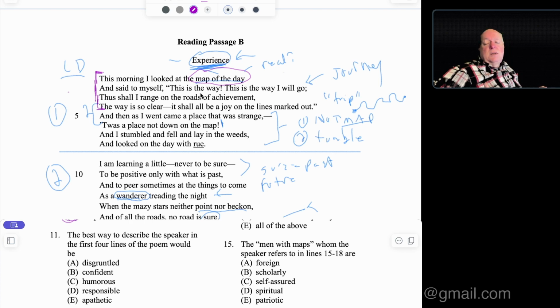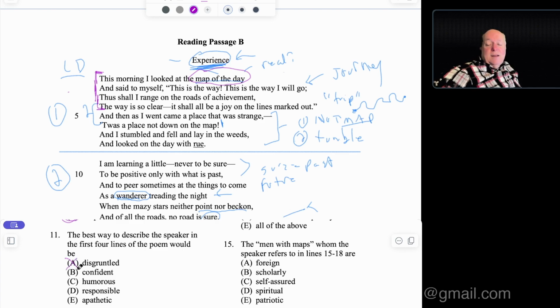The speaker is certainly going to be energetic, self-assured probably, forward-thinking, motivated, kind of things like that. So sometimes the answers don't match what you think the things would be there. So, disgruntled, no, that doesn't really make sense. The author's not upset. The author may have gotten a little disgruntled when they stumbled and fell, but that's not what the question's about. The question's strictly about the first 4 lines. So at this point, the author's not disgruntled. In fact, the author's the opposite of that.